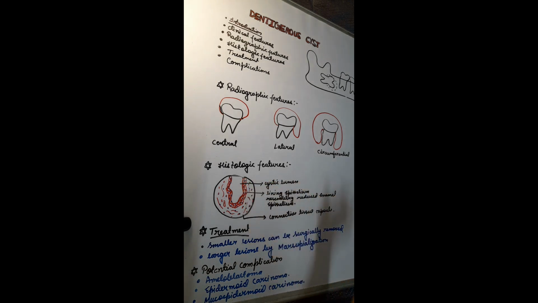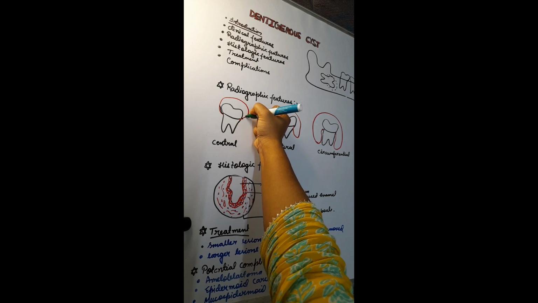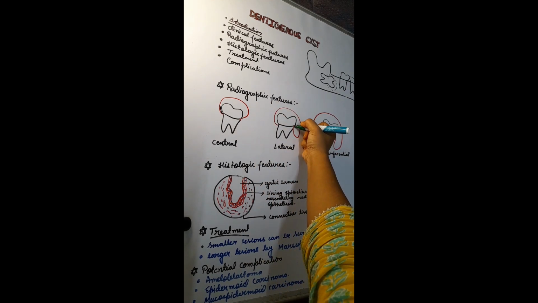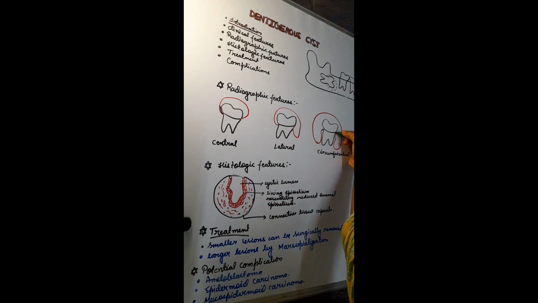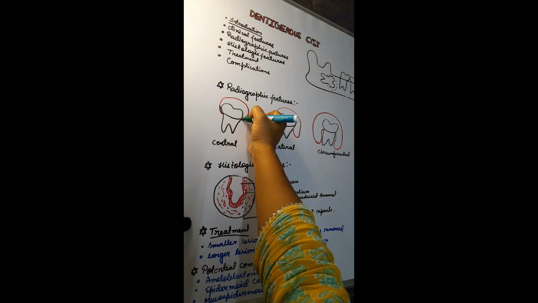And in all the three types, the reduced enamel epithelium is attached to the neck of the tooth, that is the cemento-enamel junction. It is always present at the neck of the tooth.